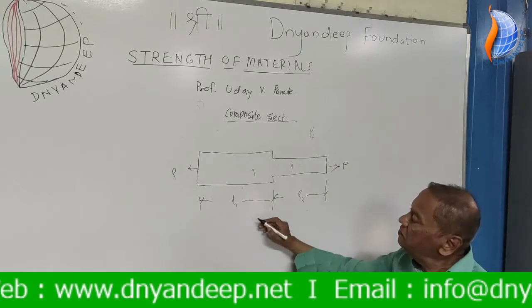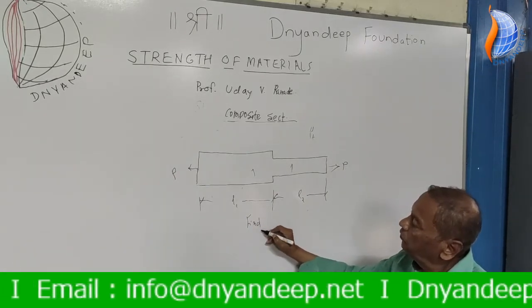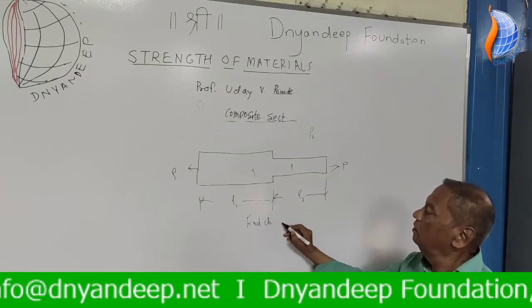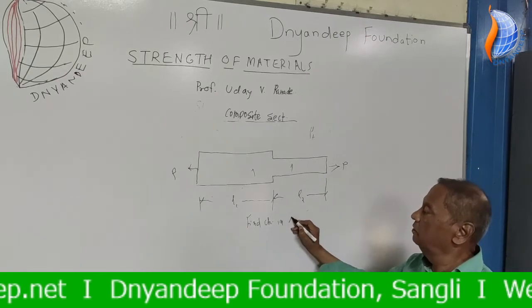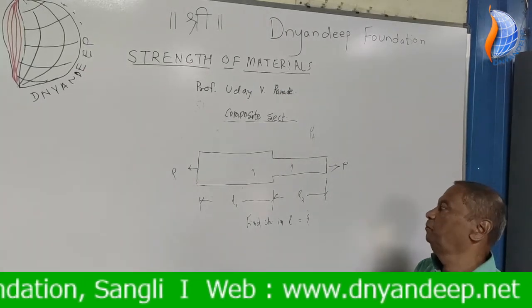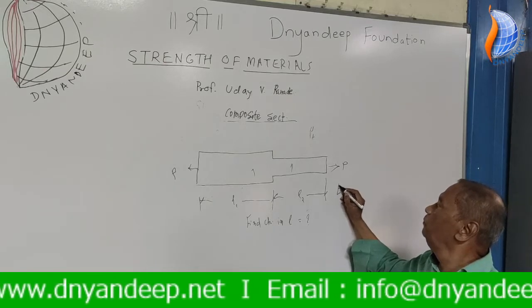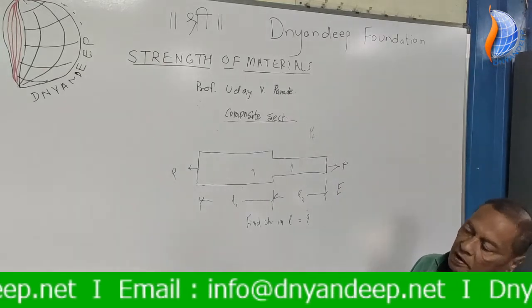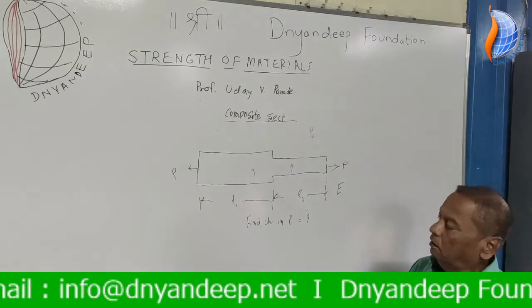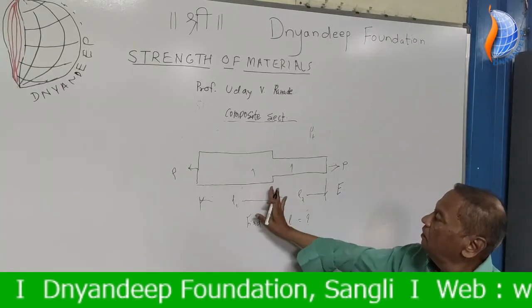And the problem is to find the change in length, delta L equal to. Now let E be modulus of elasticity or Young's modulus. Total length is L1 plus L2.